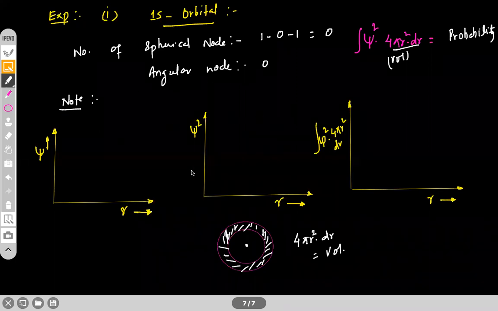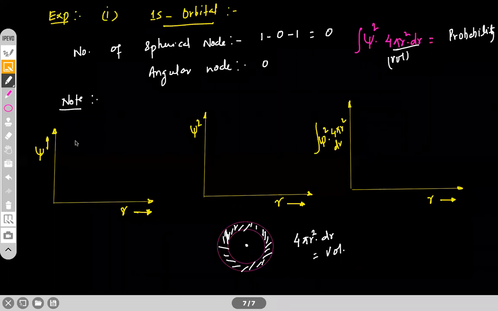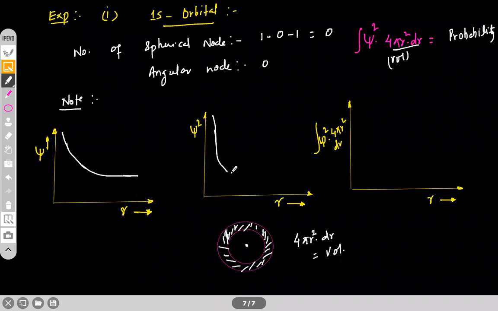Similarly, we can have graphs for 2s and 3s also. For 1s, we get the graph like this. The psi square graph is steeper; it comes like this and goes this way. In the 4 pi r square psi square graph, this is the probability, and this is the nucleus.